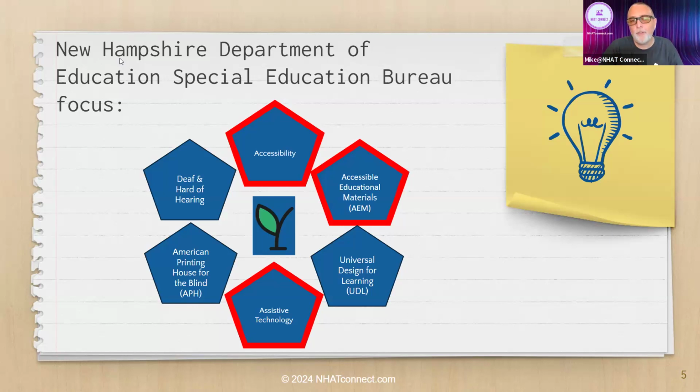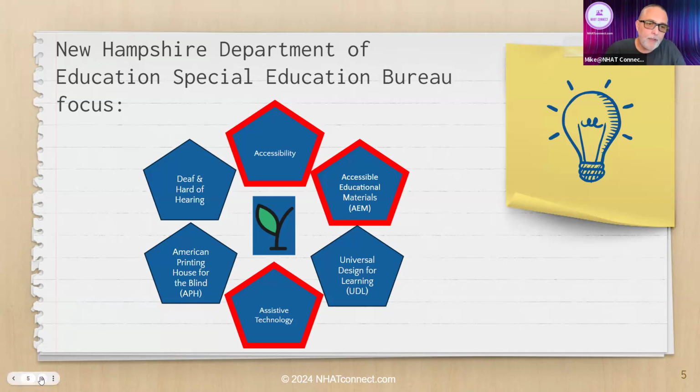There's the focuses that they have, and we have carved out a spot in three of them: accessibility, accessible educational materials, and assistive technology. And our hope is to not just stay within those three pieces, but instead have an influence across all and have those programs influence what we do as well.